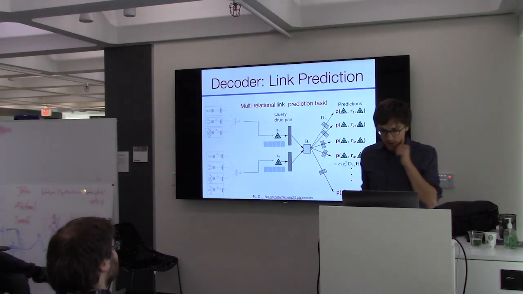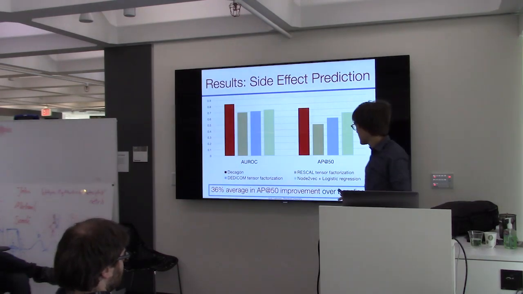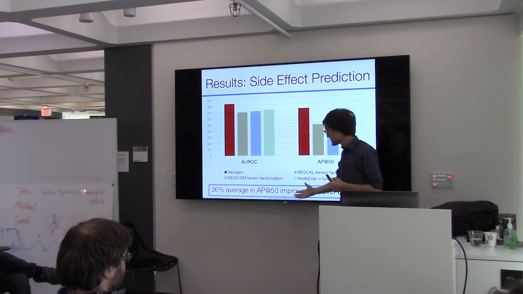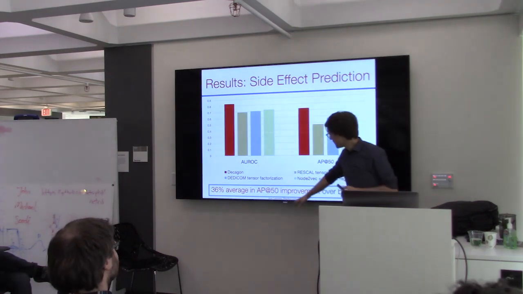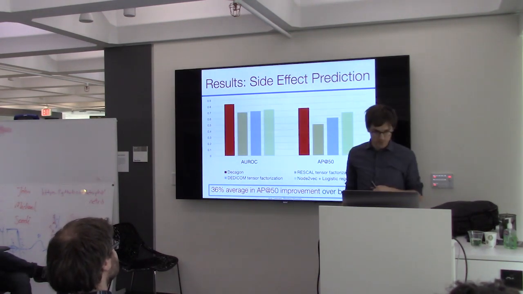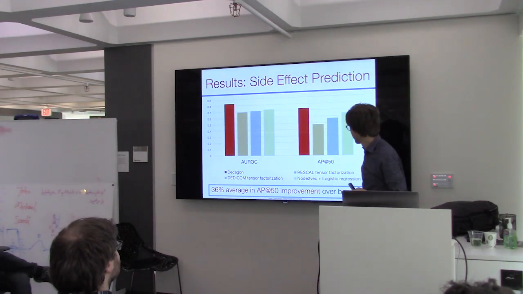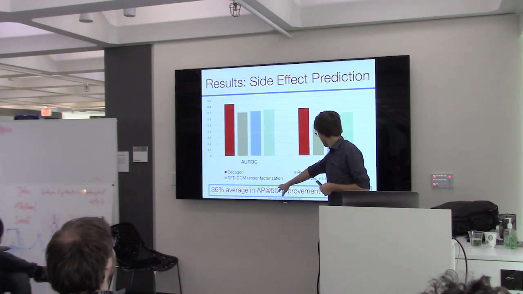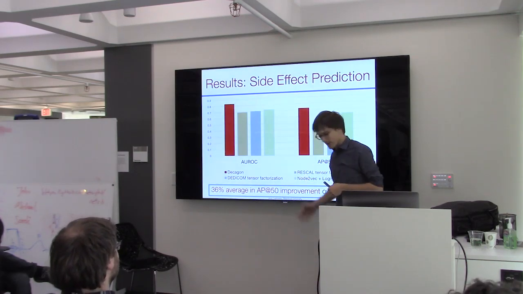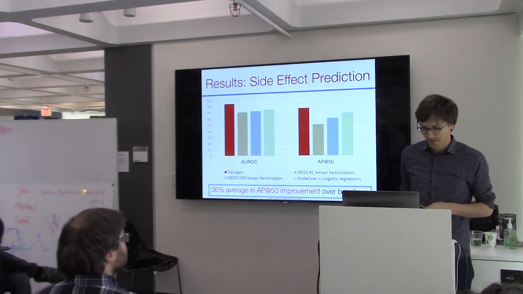And I just show you how well this works. This gives us about 36% average improvement in average precision at 50 over other baseline methods, things like tensor factorization or unsupervised graph embedding methods.